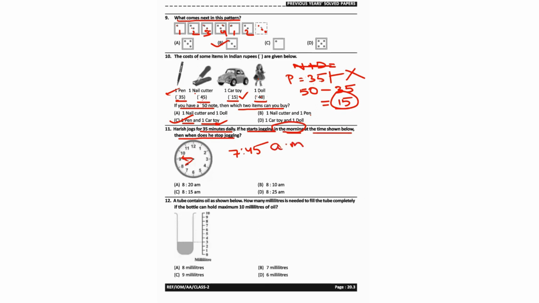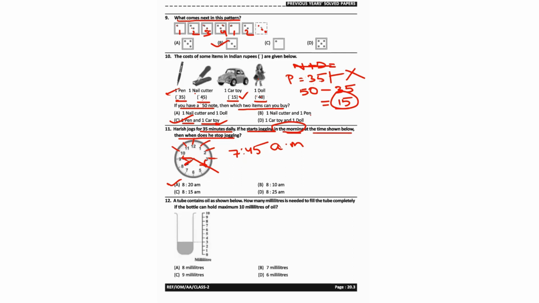Okay. Next, the question says he jogs for 35 minutes. So if he jogs for 35 minutes, when will he stop? 5, 10, 15, 20, 25, 30, and 35. That means the clock will strike 8:20. 8:20 a.m. since it's morning time. Hence, option A is my answer.